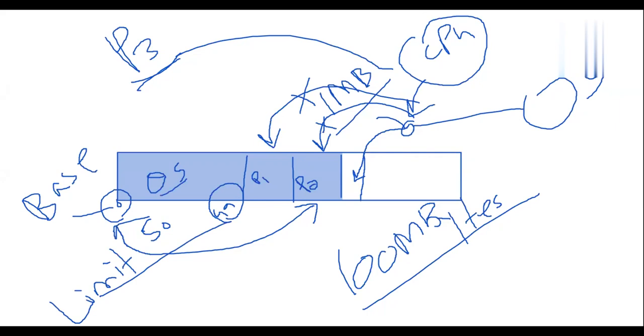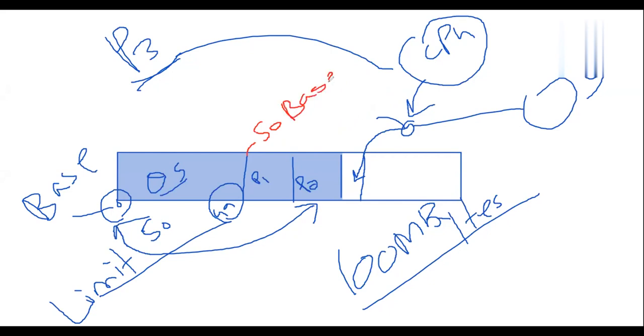Okay, and now for P1. For P1, 50 is the base, and let's suppose it occupies 5 MB: 50, 51, 52, 53, 54. It's not 55, 54 will be the limit register for P1. Okay, it's done. For P2, this point, which starts from 55, will be the base.